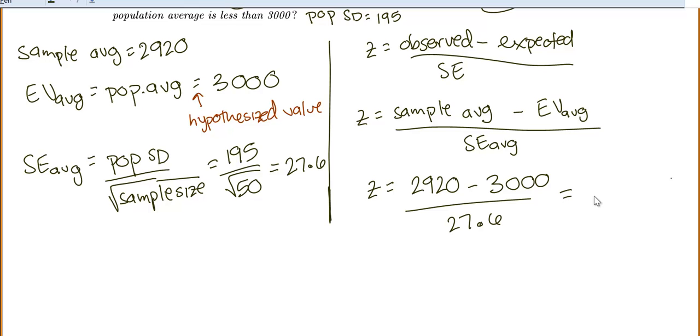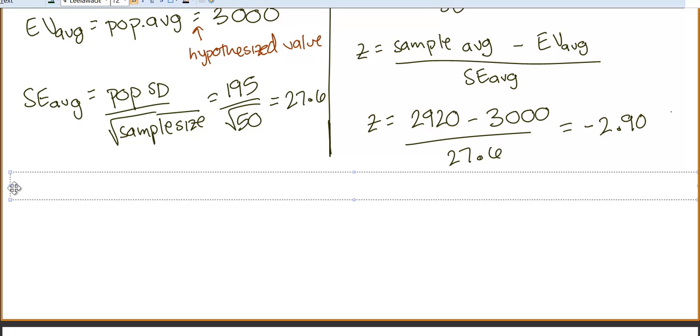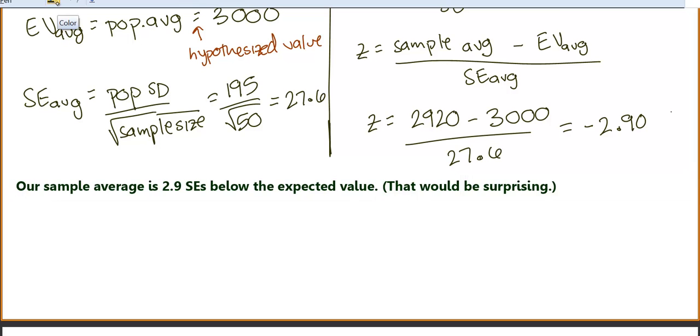So let's put this in our calculator. We get negative 2.90. So this means that our sample average is 2.9 standard errors below the expected value. It's below because it's negative. And that would be surprising, because we expect to be within about 2 standard errors of our expected value. But I don't have to stop there.